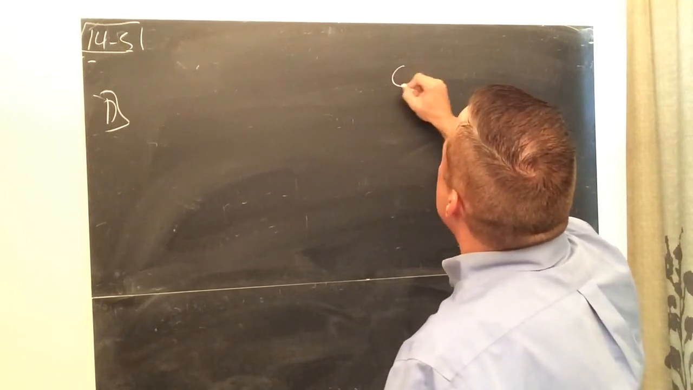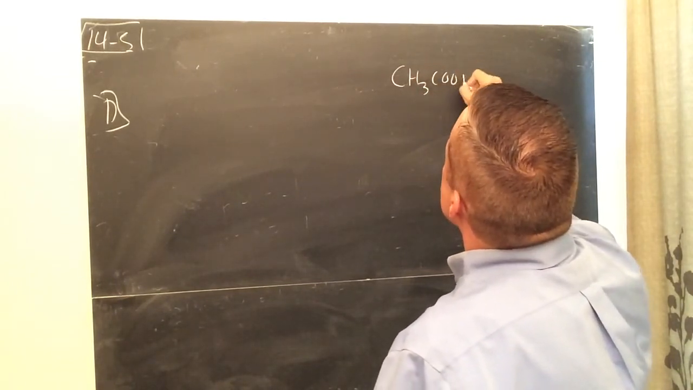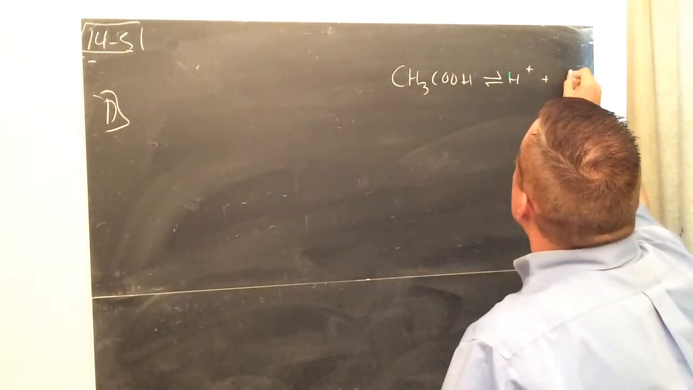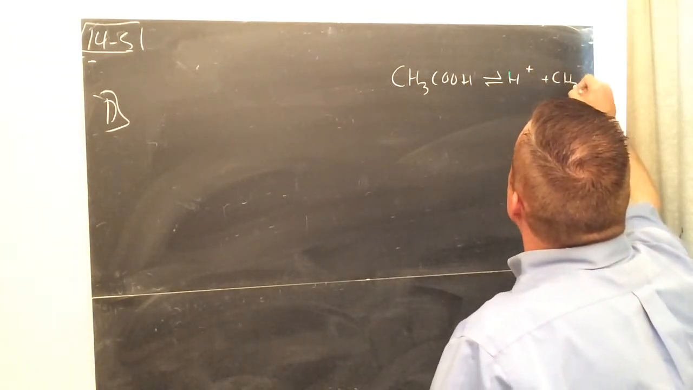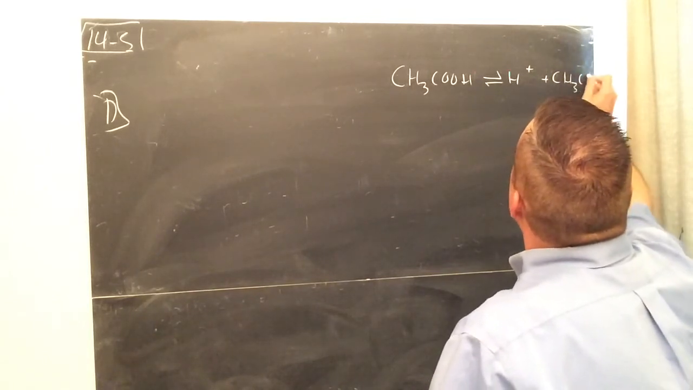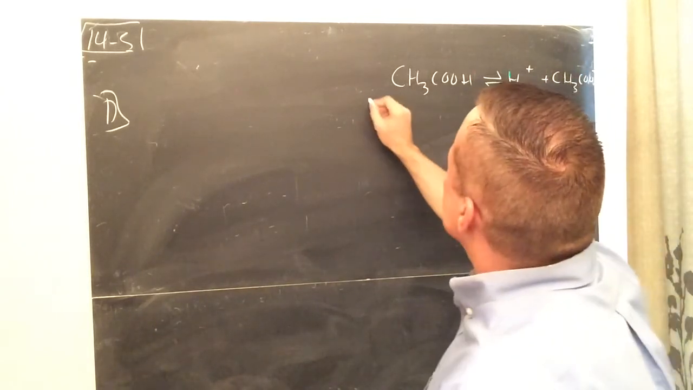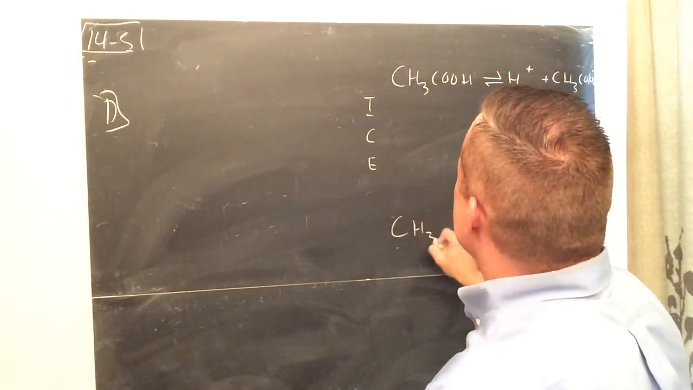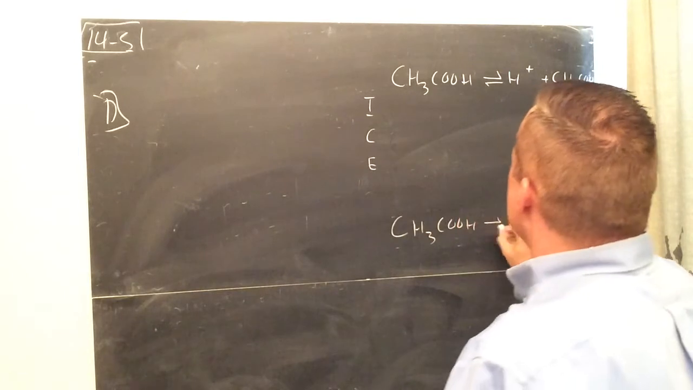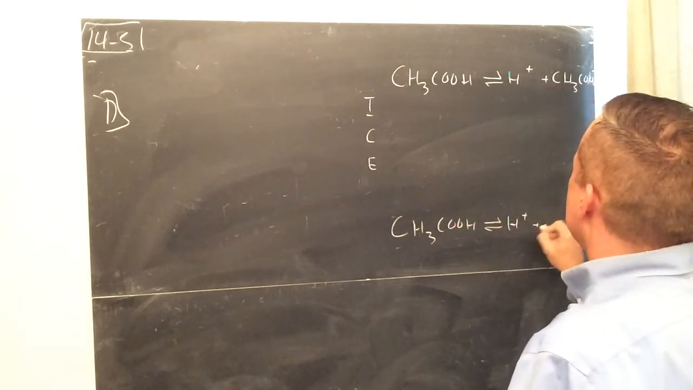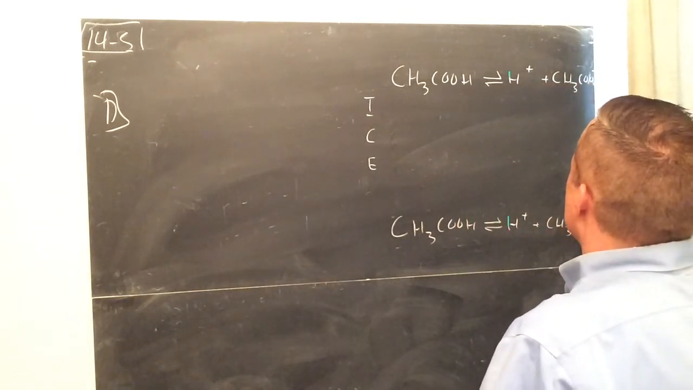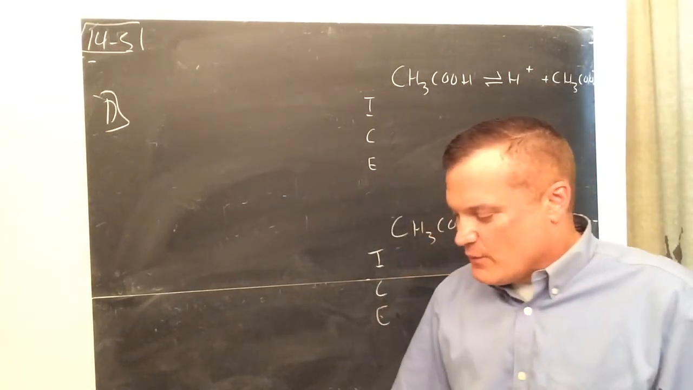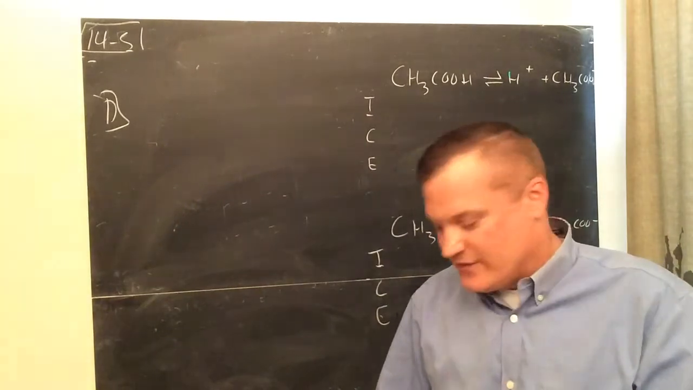All right, so for that one, I guess I'll even do it with a shortcut for this one too. H plus and CH3COO negative. Now, I'll just go on and do it twice, I guess, or I'll set it up. Because what they're doing here, they're asking you to compare. They want you to find A and B and then compare them.